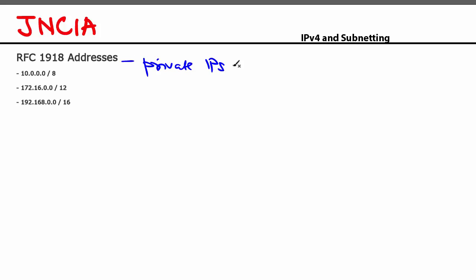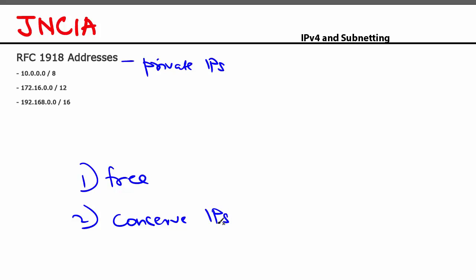Now, what do we mean by this term private IPs? Private IPs are those IP addresses which are free to use, which means you don't have to pay for or register with your service provider to use these addresses. What's the benefit of using a private IP? Well, the number one benefit is that it is free and you don't have to register. Number two, it helps to conserve the public IP address space.